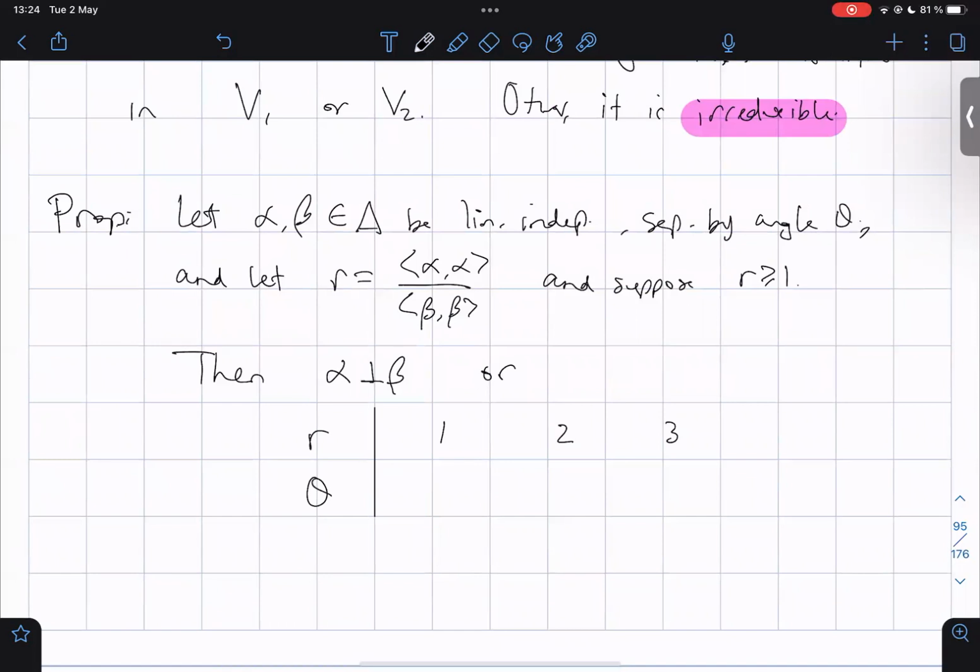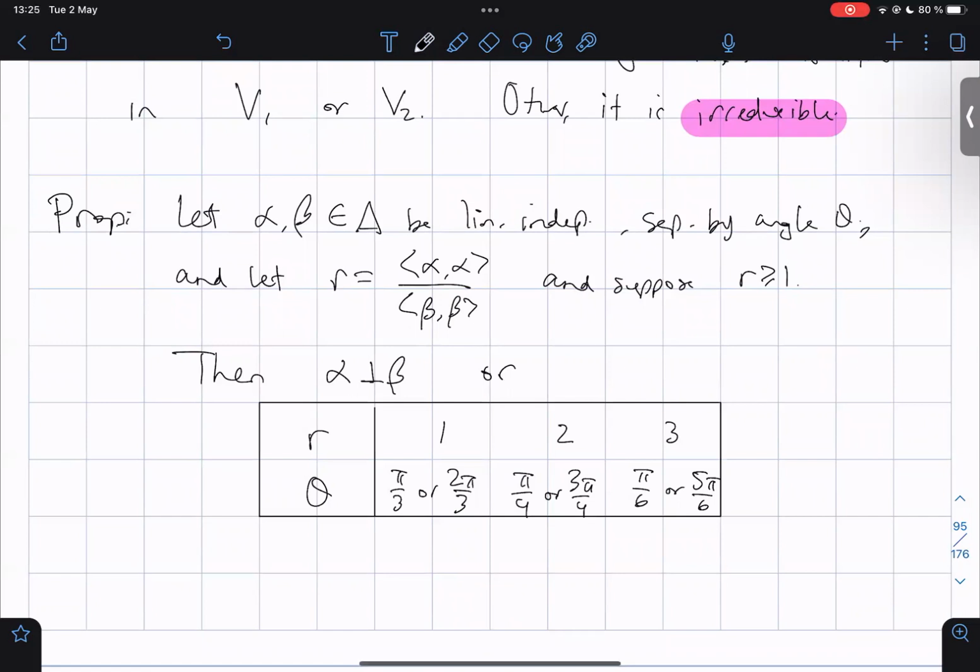And theta is pi over 3 or 2 pi over 3 in the first case, pi over 4 or 3 pi over 4 in the second case, or pi over 6 or 5 pi over 6 in the third.